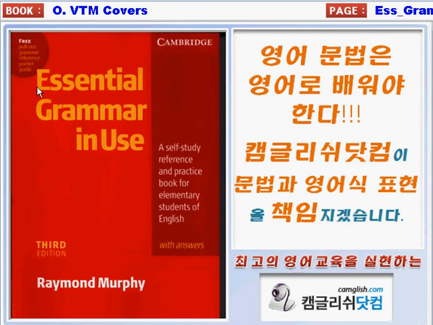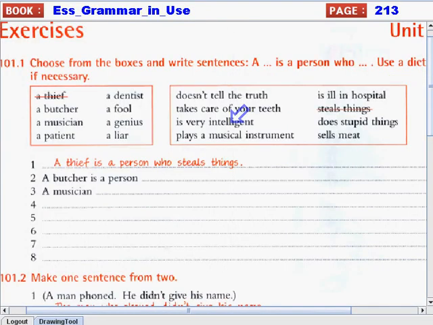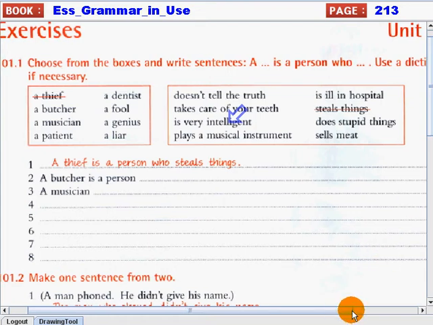I am Teacher Angel and I'm going to give you another grammar lesson from the book Essential Grammar in Use, 3rd edition by Raymond Murphy. Hi guys. Actually today we're going to have a set of exercises that can help us apply everything we learned from Unit 101 of this book.